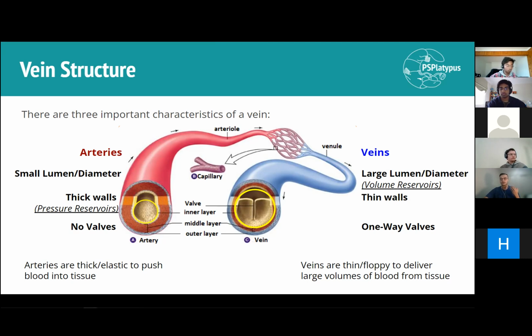Like for example, when it's trying to get up your leg, there's a very high chance that it might just fall right back down because of gravity. So it has to have these one-way valves in place to prevent it from just pooling up. And we'll look later on at why it's bad for it to pool up. But there are 2 key reasons why it's not good for blood to pool up.